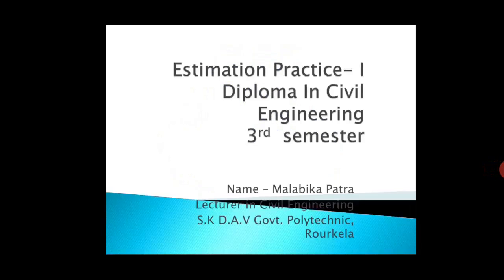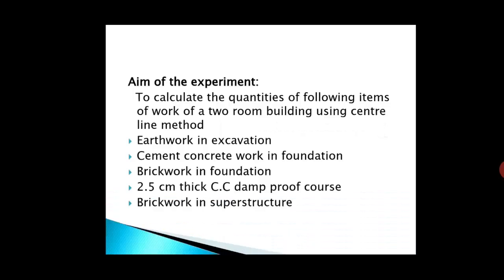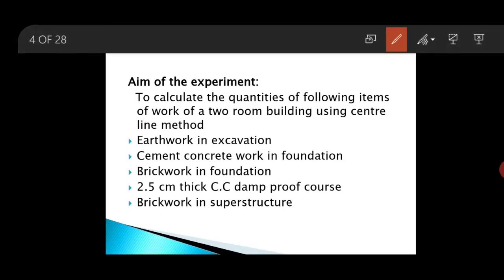So today we are going to do experiment number 2 of estimation lab practice of third semester civil engineering. The aim of today's experiment is to calculate the quantities of different items of work of a 2-room building using the Centerline method. And under that you have to calculate the quantity of earthwork in excavation, cement concrete work in foundation, brickwork in foundation, DPC and brickwork in superstructure.